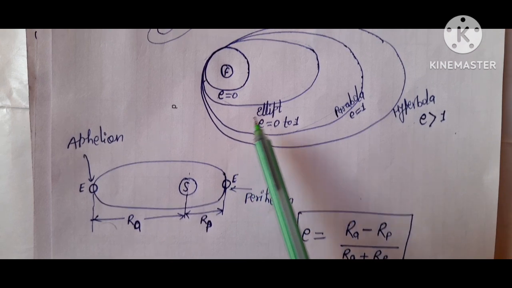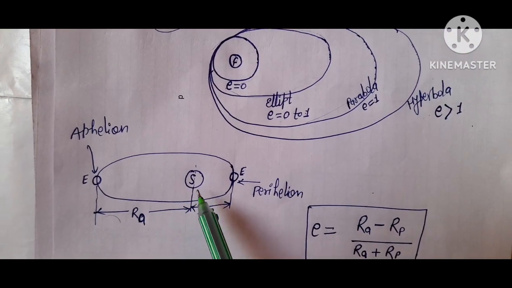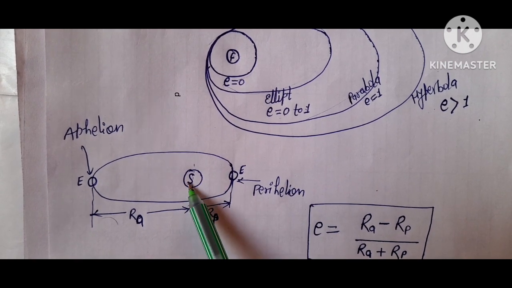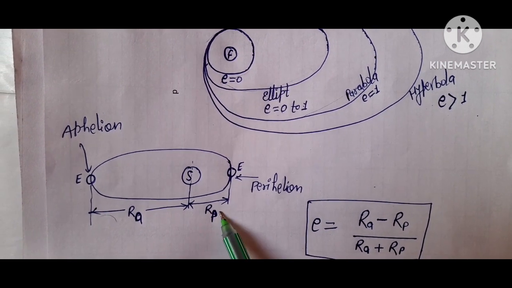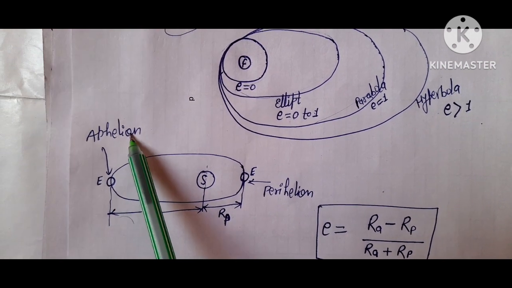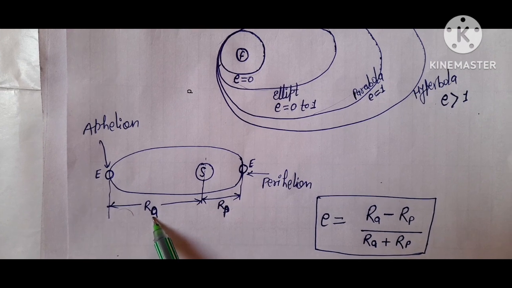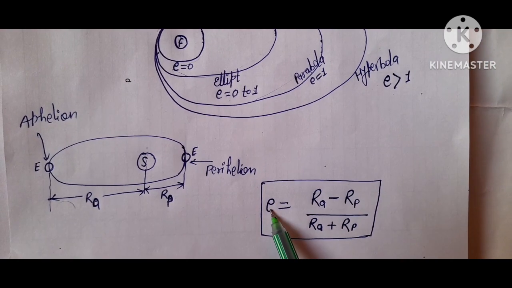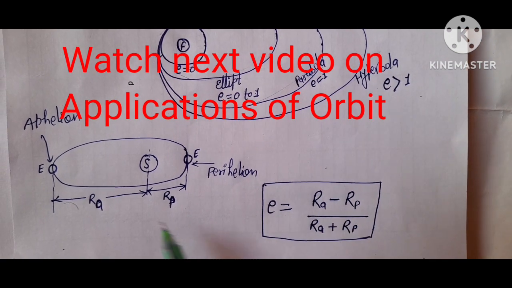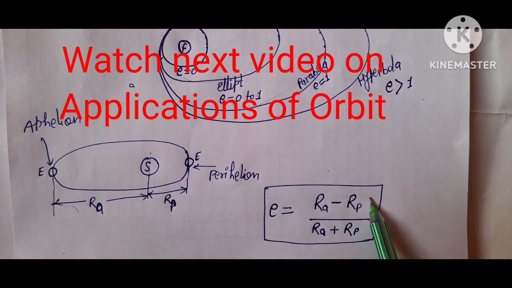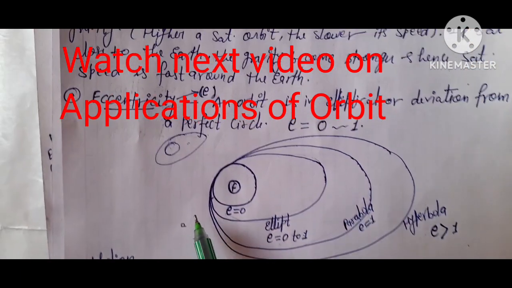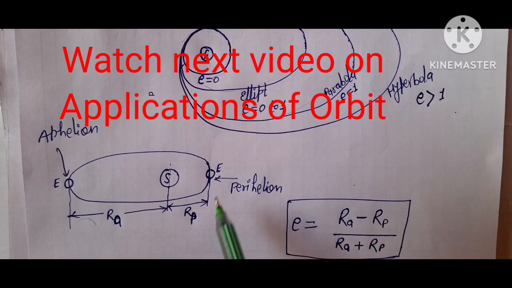Friends, an example of eccentricity is given here. Relative to the Sun and Earth, the nearest point from the Sun is known as perihelion, denoted by Rp, and the farthest point from the Sun is known as aphelion, denoted by Ra. So what is the eccentricity for Earth and Sun? E equals Ra, the aphelion distance, minus Rp, the perihelion distance, divided by the summation of these two. This is known as eccentricity regarding Earth and Sun.